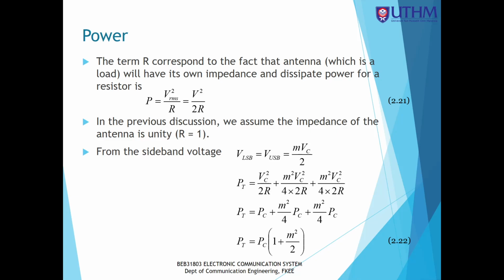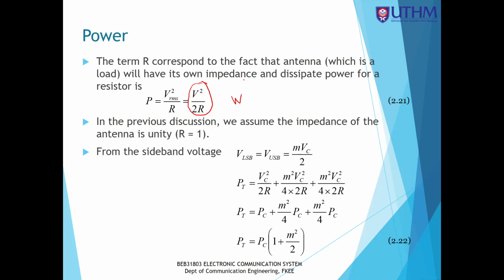So when you want to calculate the power, you can use the RMS or peak voltage. If you use the RMS voltage, that means it is V squared over R. And if you want to use peak amplitude, that means it is V peak squared divided by 2R. So you get power in terms of what?